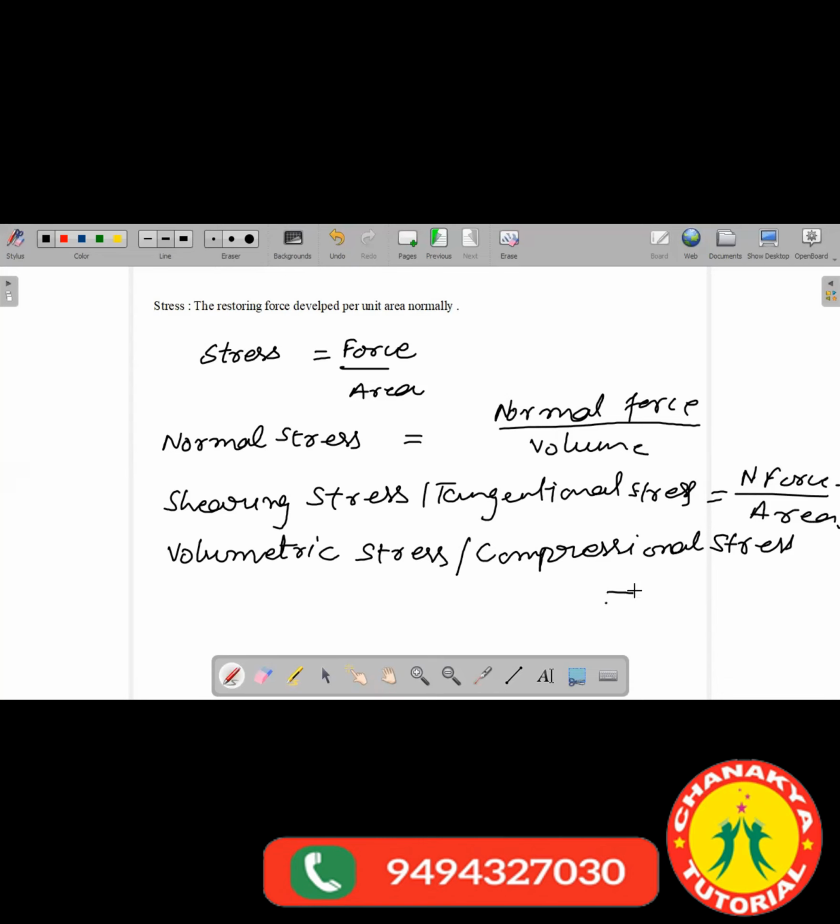Then you find out the volumetric stress. The volumetric stress is given again as the force per unit area. This force is also perpendicular to the surface. So when you are using the volumetric stress, it acts on all the surfaces. It acts always perpendicular to the surface everywhere. So we call this the compressional stress. This compressional stress tries to bring about a change in volume. Normal stress tries to bring about a change in length.